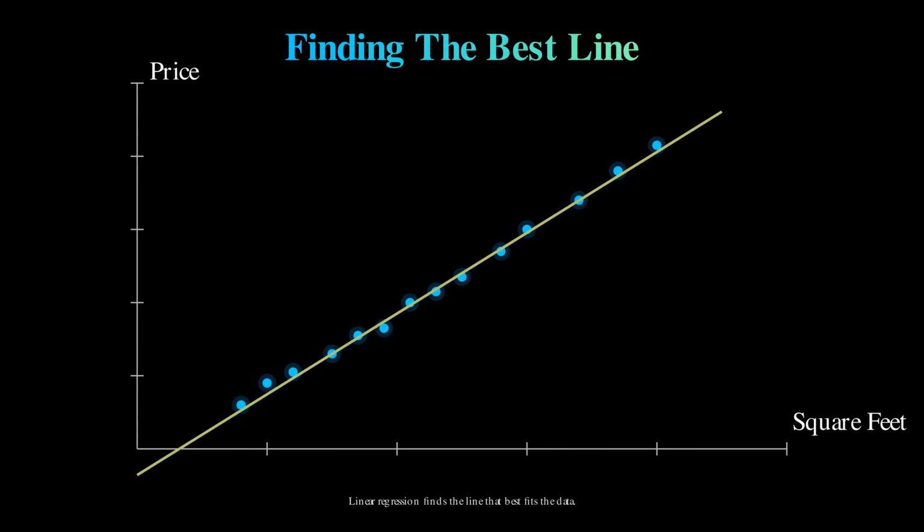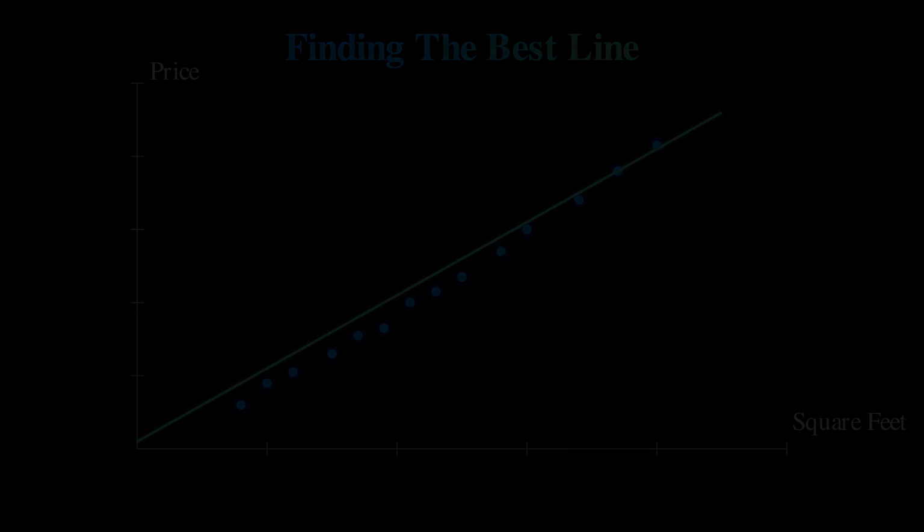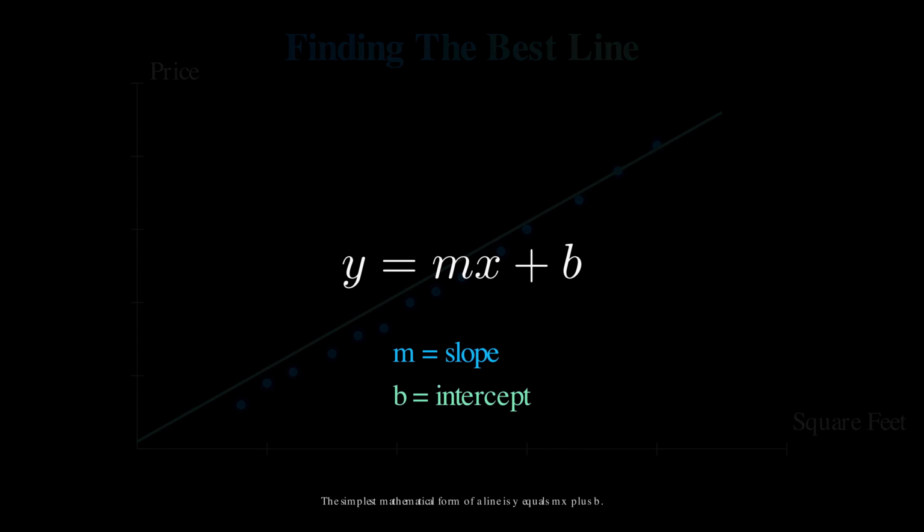Linear regression finds the line that best fits the data. This line follows the overall direction of the dataset. It may not pass through every point, but it minimizes the overall prediction error. The simplest mathematical form of a line is y equals mx plus b. The slope controls how steep the line is. The intercept controls where the line starts. Together, these values define the prediction line.